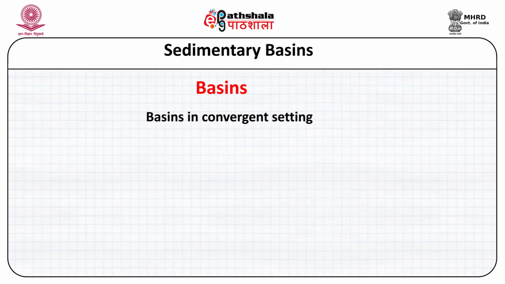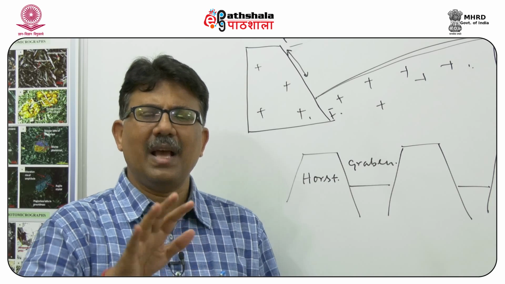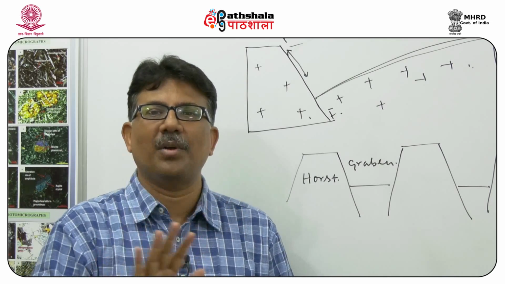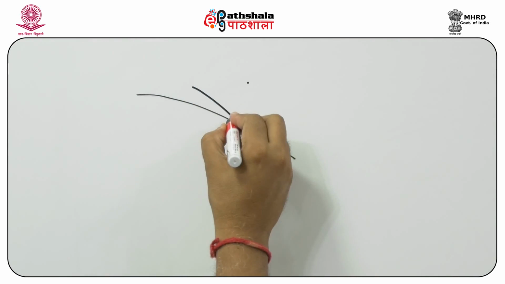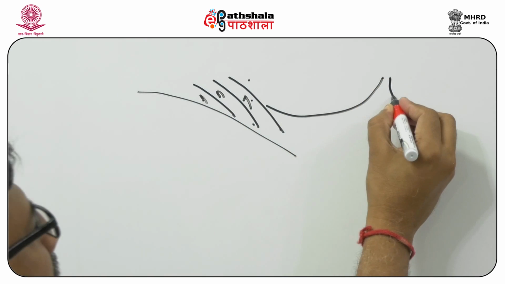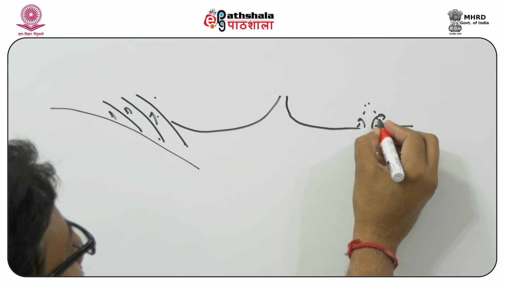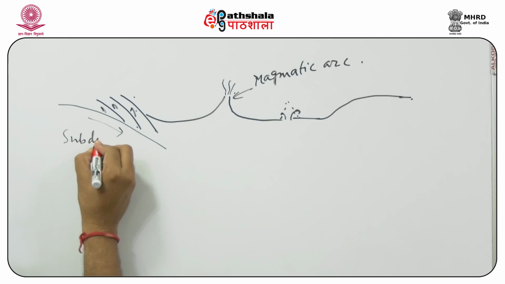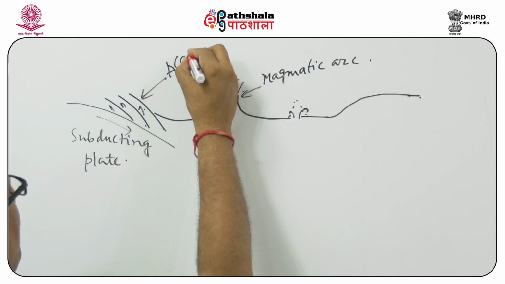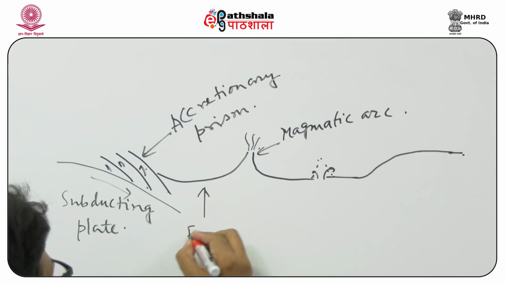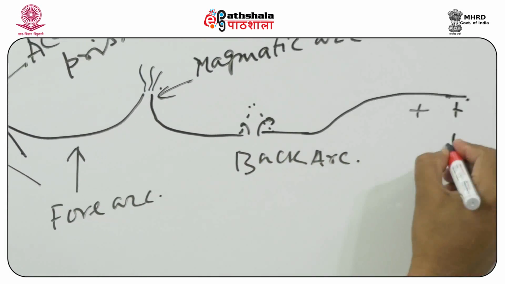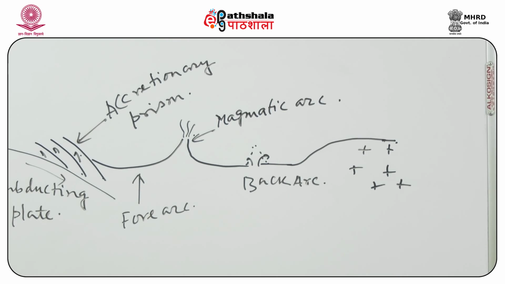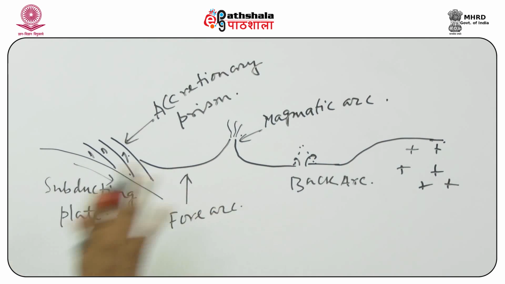Now I will come to the discussion of the convergent margin basins. Now there are a number of convergent margin basins. If I go to the board and draw, then I can explain to you what the different convergent margin basins are. Here I have drawn a cross section of the trench arc system.